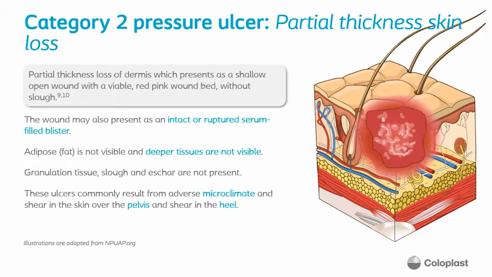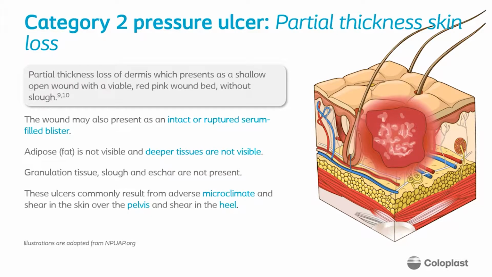Category 2 pressure ulcers are partial thickness skin loss. It can present as a very shallow open wound, just losing that very top layer of skin. It can be a red or pink wound bed, and there's not normally any slough presence in these types of wounds, or it could present as an intact serum filled blister, as I mentioned earlier on. You shouldn't be able to see any adipose or fatty tissue, and there should be no underlying structures visible either.